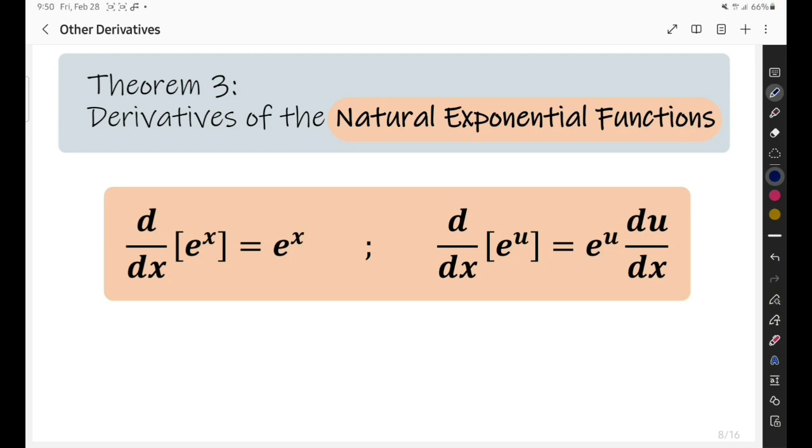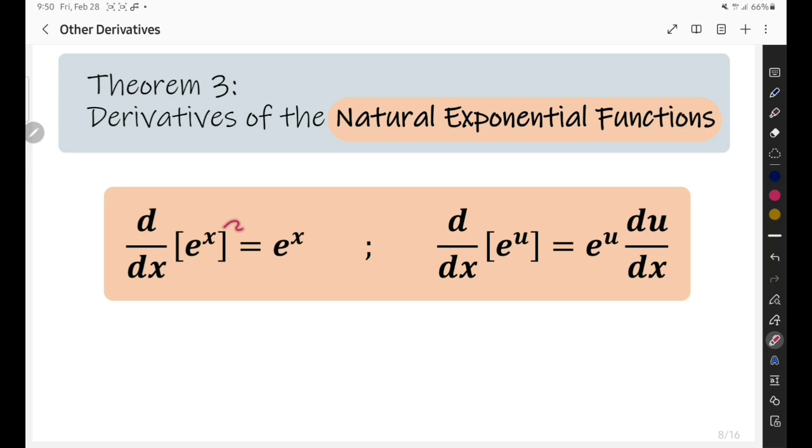Alright, so for our third theorem, we have the derivatives of natural exponential functions. These are the inverse of the natural logarithmic functions. You have the base e, but this time it's exponential. So let's look at the theorem. When you get the derivative of a function in the form of e to the x, the derivative is just e to the x, meaning there will be no changes.